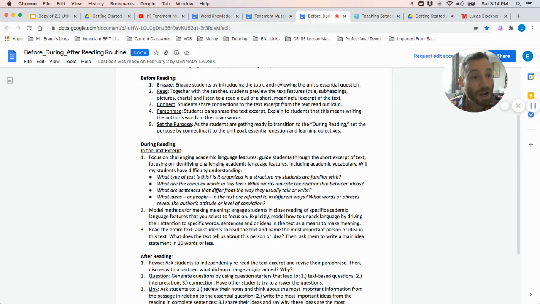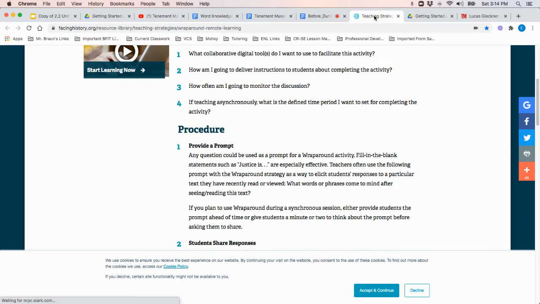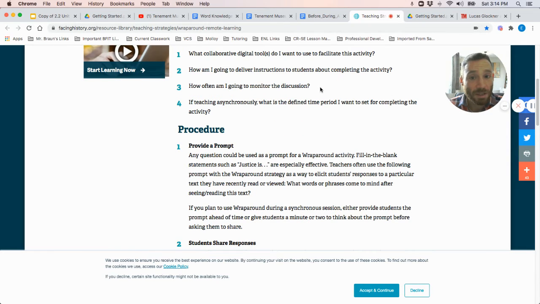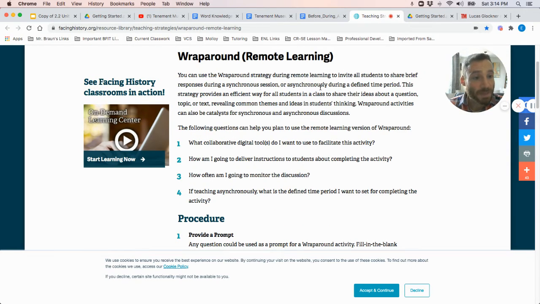There are a number of reading strategies that teachers could use before, during, and after reading. Students can look at text features. Teachers can model annotating the text. What type of text is this? How do we address challenging vocabulary words in the text? And following the text, teachers can use a very effective discussion method called a wraparound. This can be done either remotely or in person.